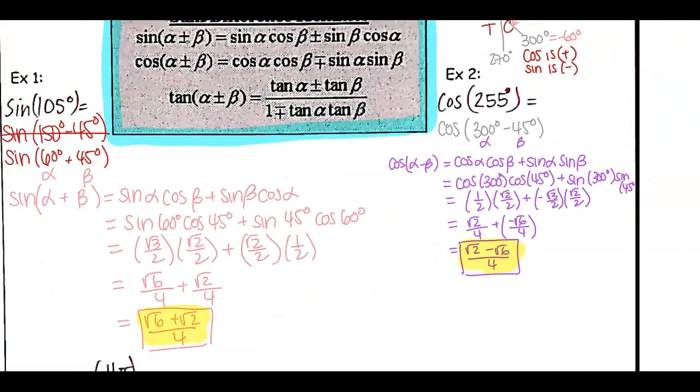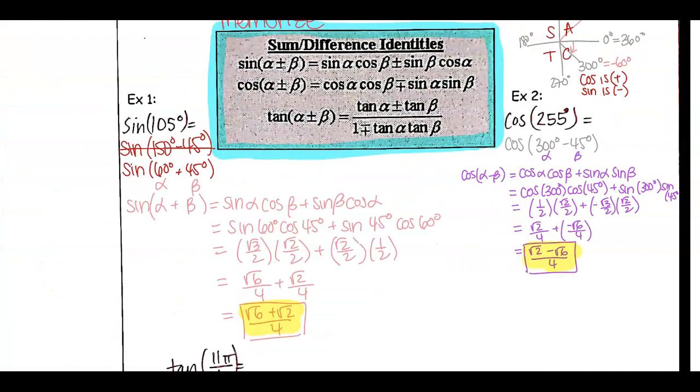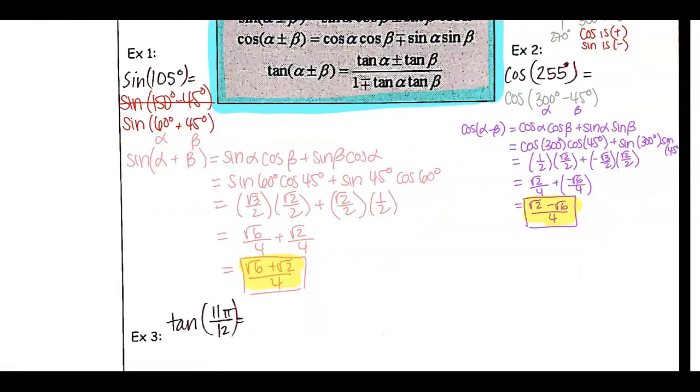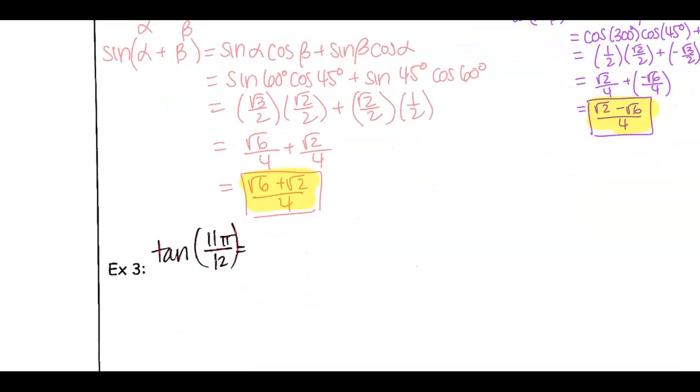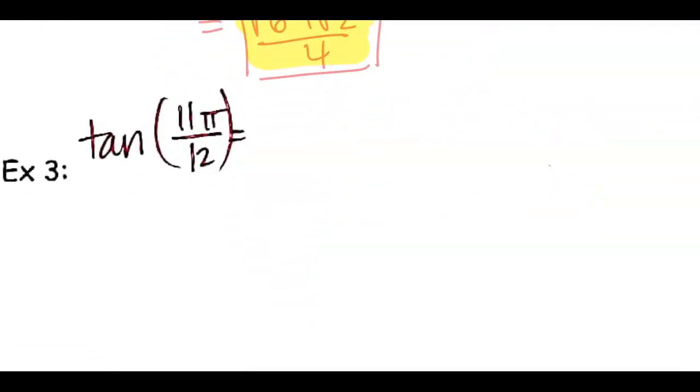Let me zoom out a little bit more. Let's go ahead and look at example 3 at the bottom portion of my page. Okay, 11 pi over 12. Okay, this will be a little fun because now we have radians. Okay, let me zoom in a bit for my tangent.